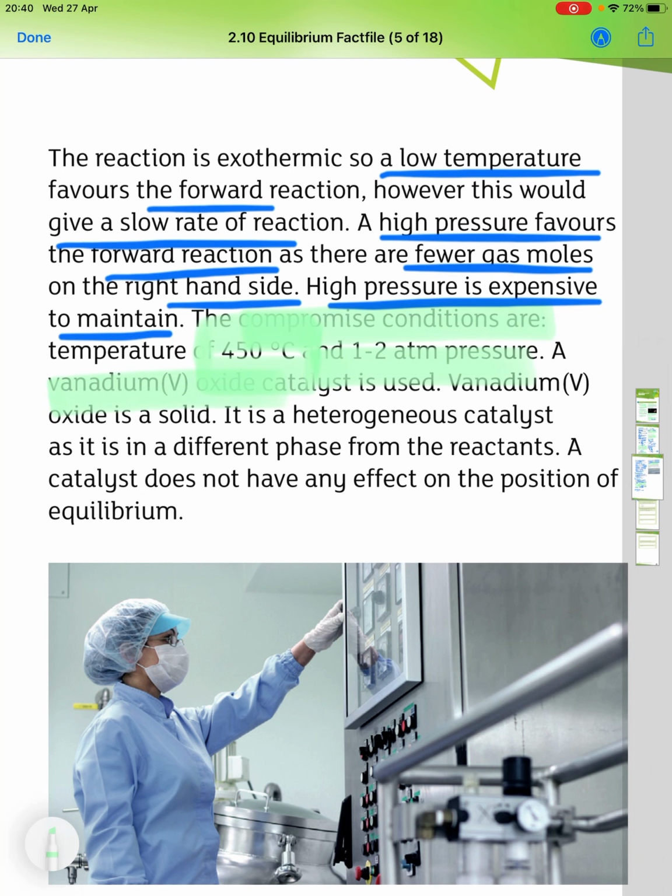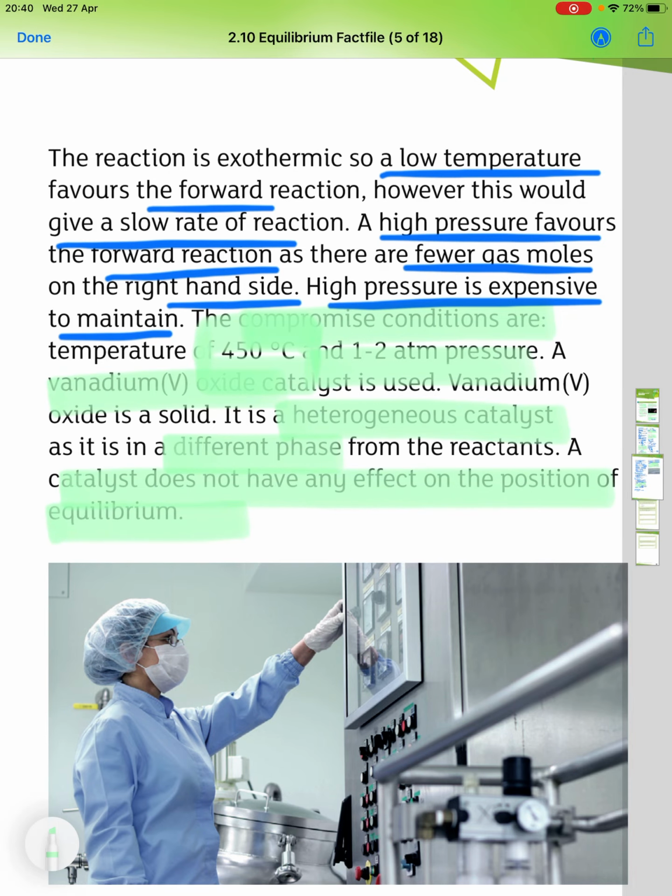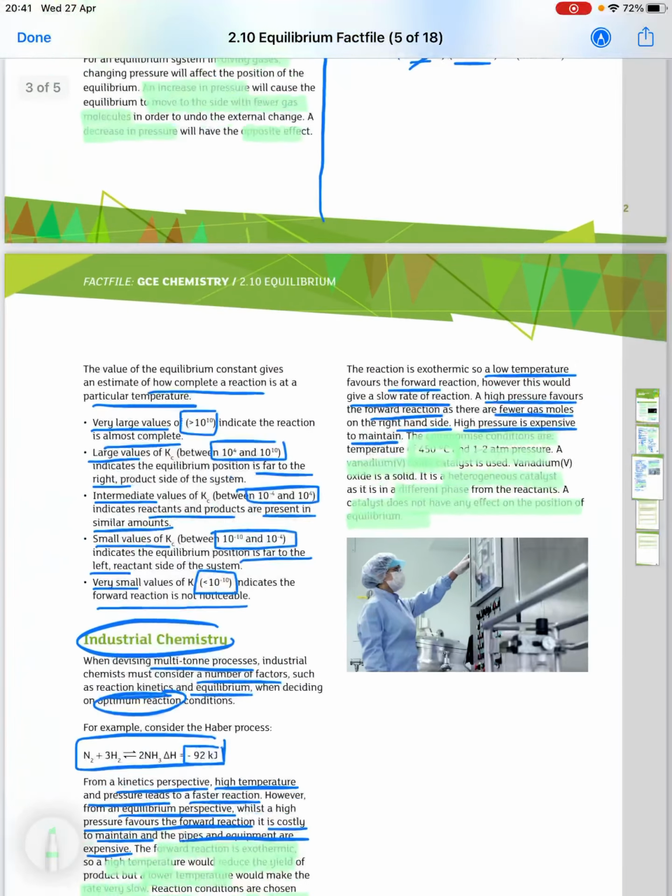Vanadium oxide is a solid, so it's a heterogeneous catalyst as it's in a different phase from the reactants. And as you know, a catalyst does not have any effect on the position of equilibrium.